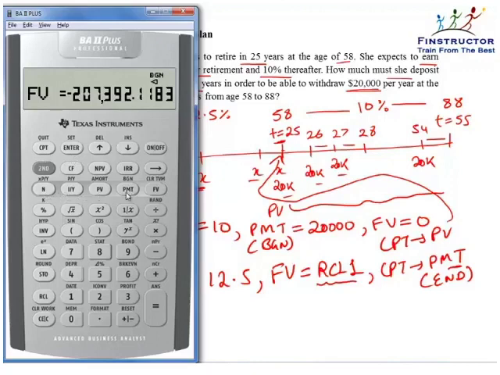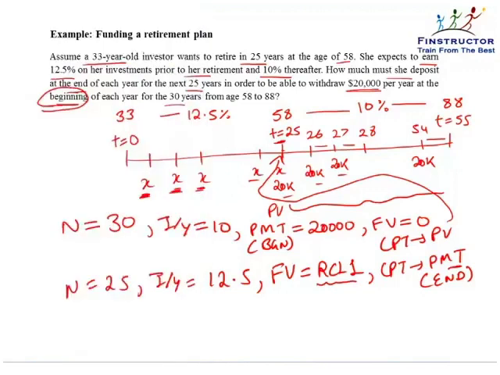So I have 4 inputs. The 5th one will be calculated for me, but before doing that, please remember to change it back into the end mode. So I press second and PMT, second and enter. I'm back in the end mode. Clear out, compute PMT. So she saves $1,440 today for the next 25 years. Then she will be able to fund her retirement, in which she wants to withdraw $20,000 every year for 30 years.